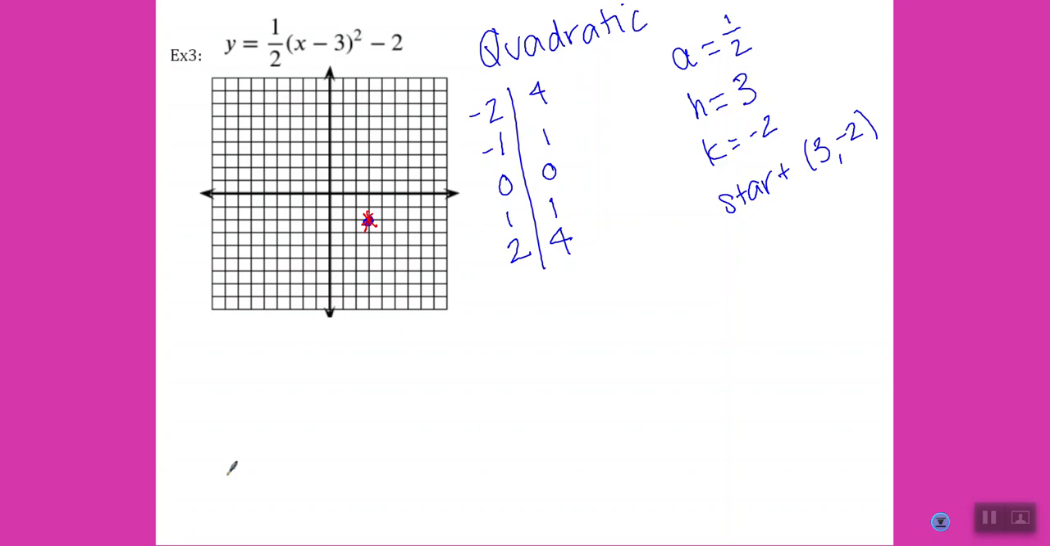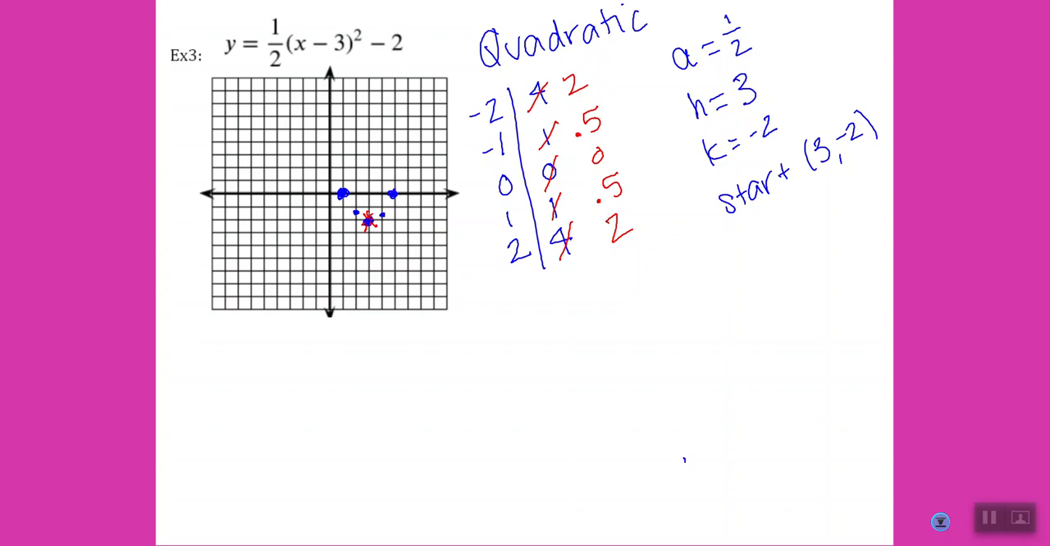Now, before I can graph my pattern, I need to deal with this A value. It's going to cut all my Y values in half. So from my starting point, I'm going to go -2, +2, -2, +2. I'm going to go -1, up a half a box, 0, 0, +1, up a half, and +2, up 2.